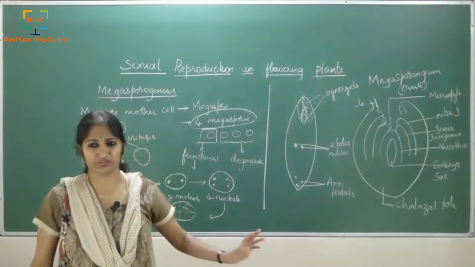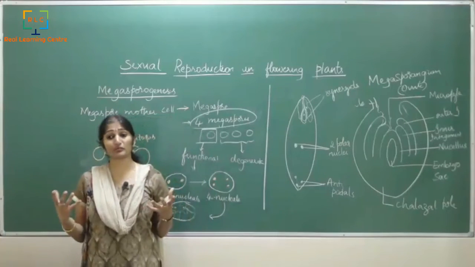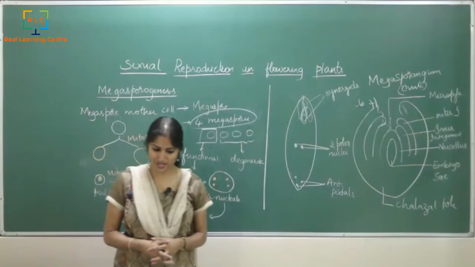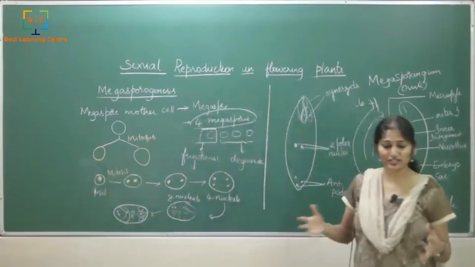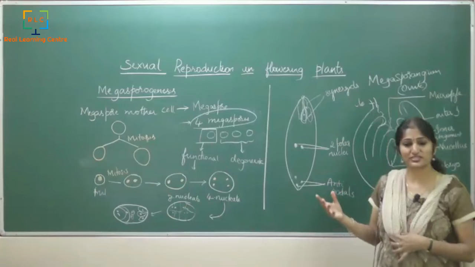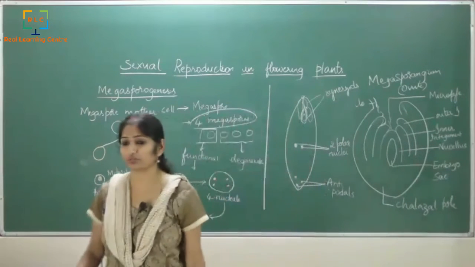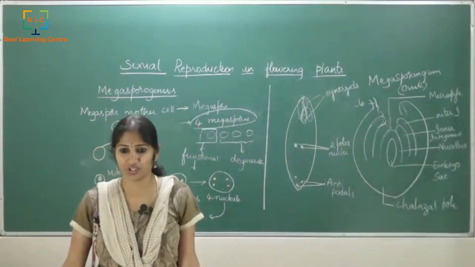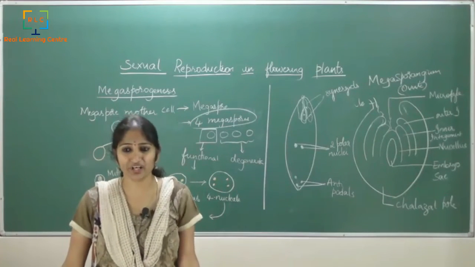But why does this actually happen? Why does this nuclear mitosis happen? And what is the role of all these 8 different nuclei? Why are there so many nuclei? And which one is actually going to give us the seed is what we are going to study when we learn about fertilization. So this is about the female gametophyte. I hope you do not have any doubts.